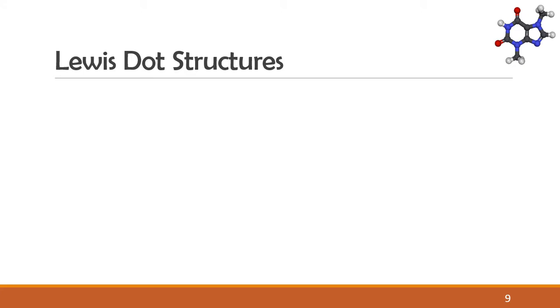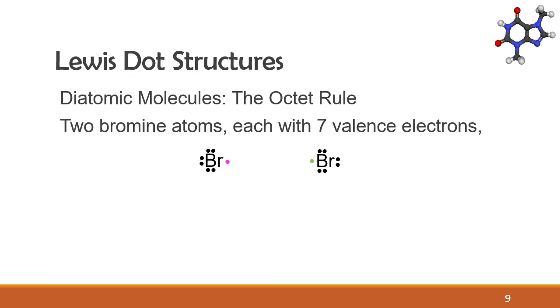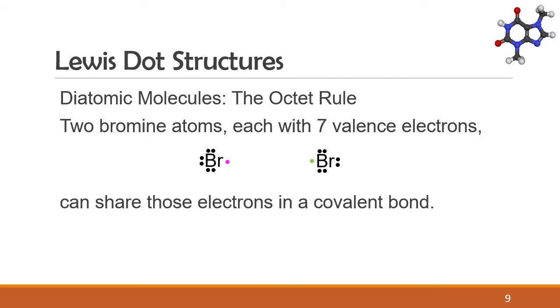For most other atoms, the octet rule governs the pairing up of valence electrons. In this example, bromine has 7 valence electrons. Each bromine atom needs only 1 more electron to fulfill its octet requirement. Thus, two bromine atoms can form a bond with each other to form a diatomic molecule.